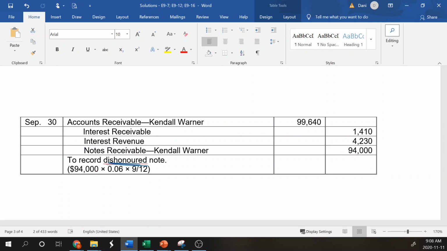We have debit accounts receivable for Kendall Warner, and then we put the full amount there, and our credits are the same as we saw in the previous entry when we actually collected it. Moving this to accounts receivable just alerts us or reminds us that we now need to try and collect this amount because it's become due, the maturity's passed, and we haven't been able to collect it from Kendall Warner yet.